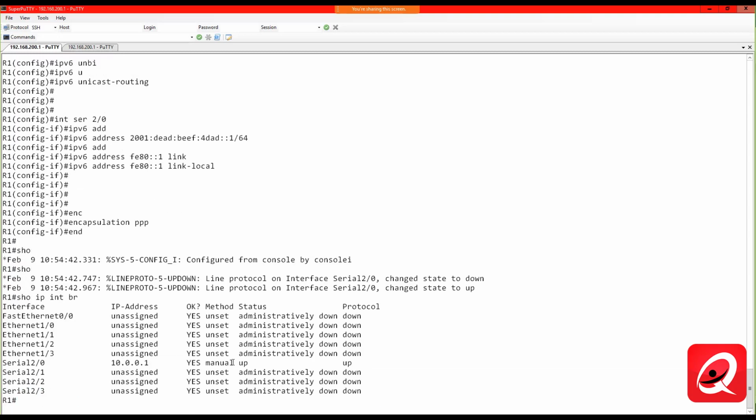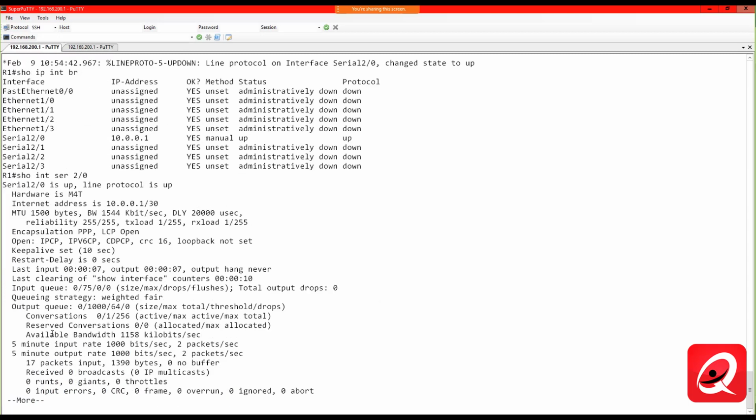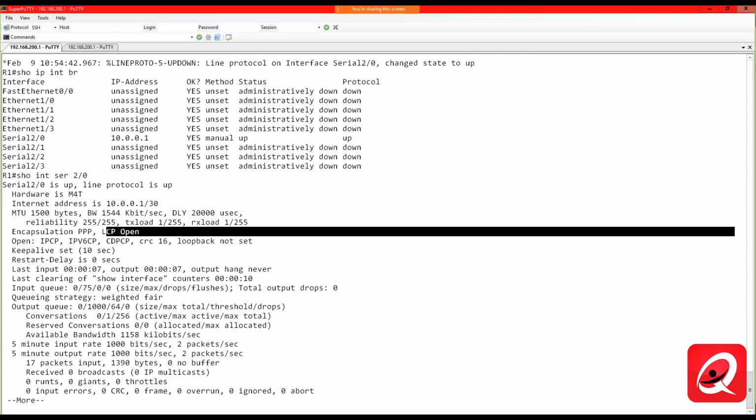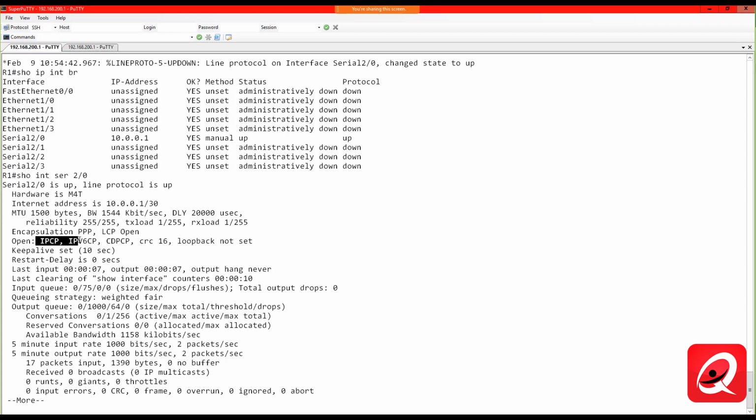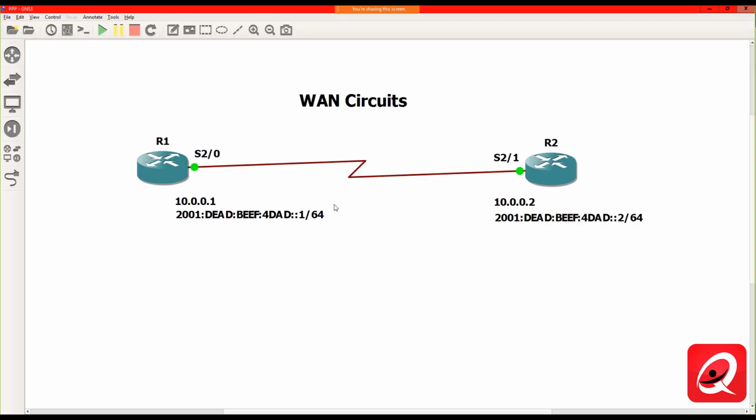We can see that the interface is up and up. And if I do show interface serial 2/0, we can see that we're actually using encapsulation PPP. LCP is open, which means we're not running any authentication. And we're actually running three different transports. Oh, I didn't mention the CDPCP as well. So we've got IPCP for IPv4, IPv6CP for IPv6, and CDPCP for Cisco Discovery Protocol.